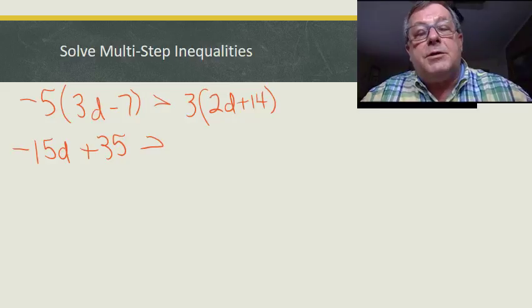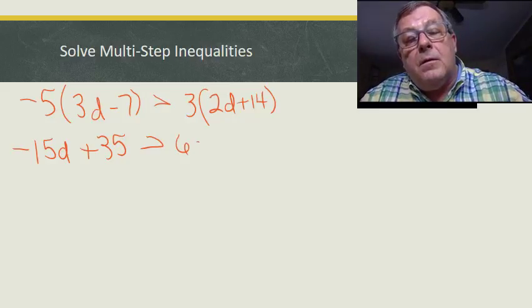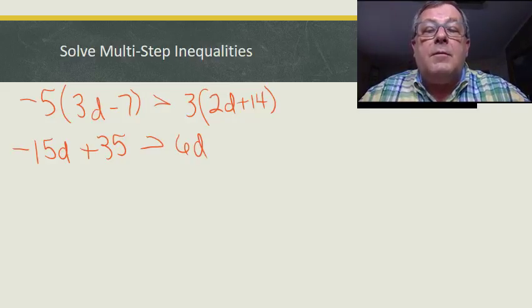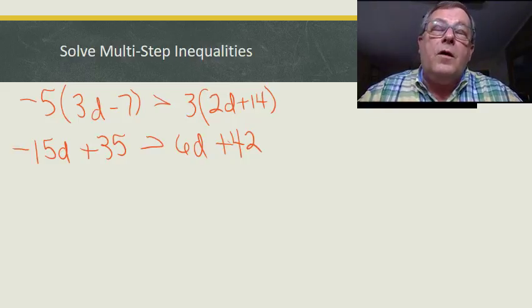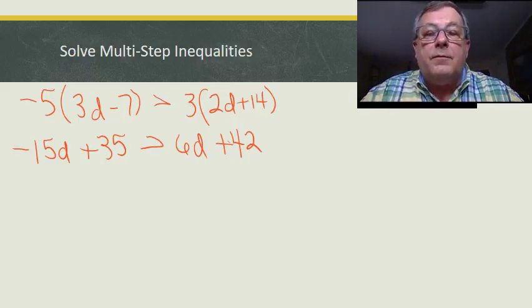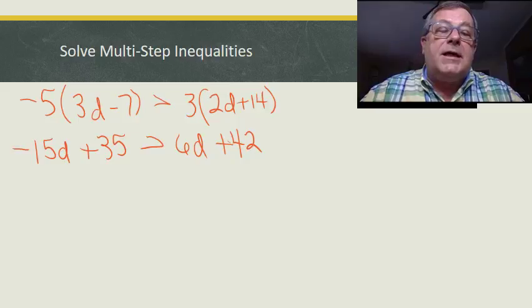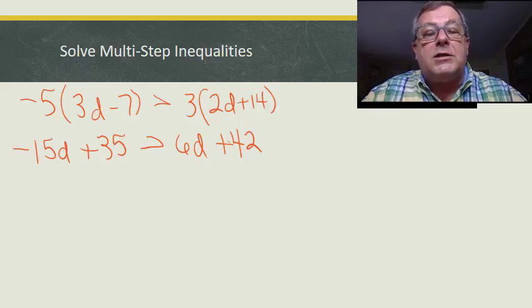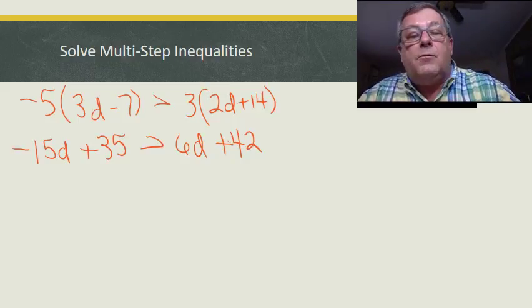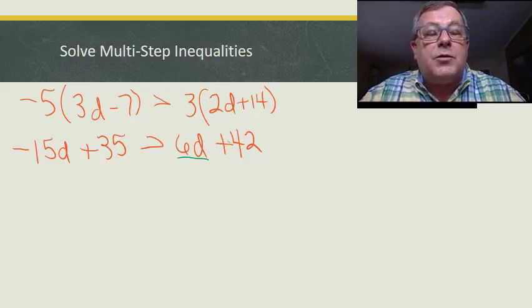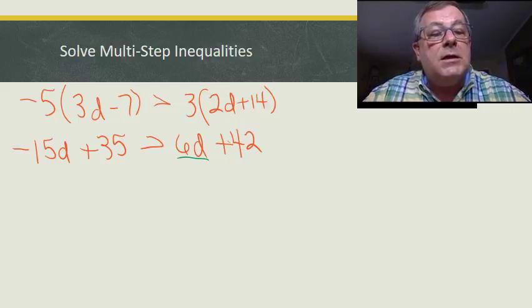Okay, so 3 times 2d is 6d. And 3 times 14, they're both positive, is 42. Yeah, 3 times 4 is 12, carry the 1, 3 times 1, yeah, 42. All right, let's get our variables on one side, our constants on the other. I've got a positive 6d right here. I want to take it to the other side, so I'm going to subtract 6d from both sides.